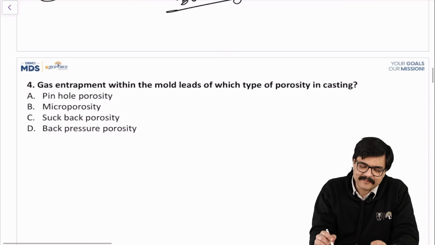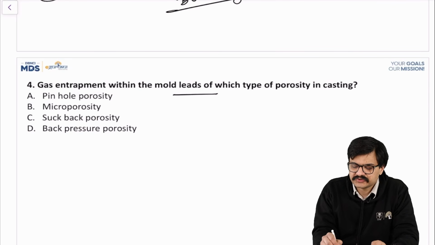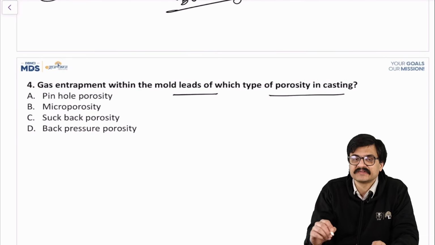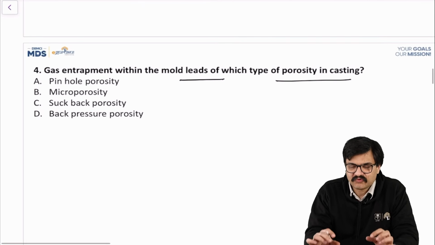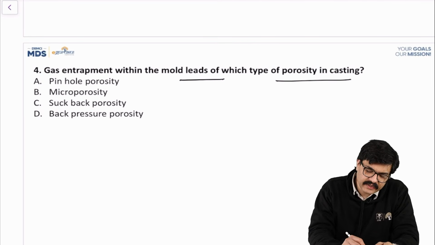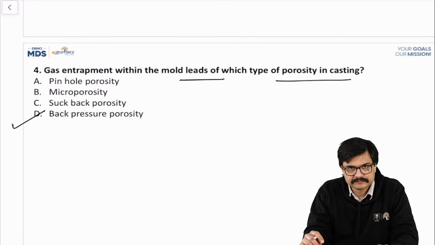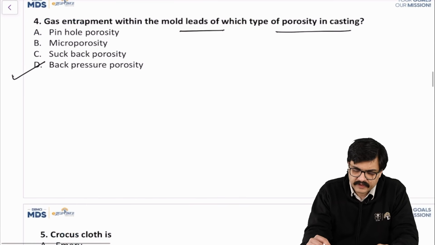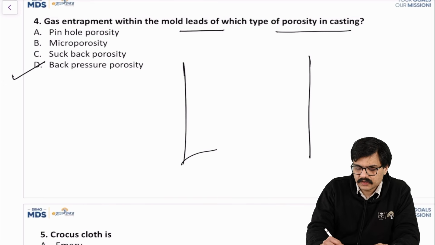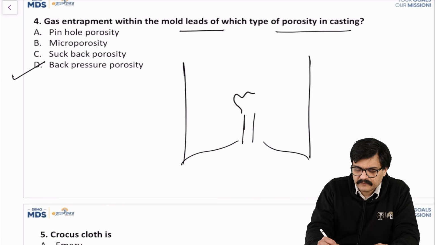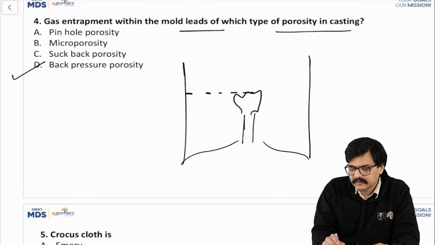Next, gas entrapment within a mold leads to which type of porosity in the casting? Okay, so here gas entrapment within the mold. This would lead to back pressure porosity. Okay, so let's look at what exactly is happening. This is your investment mold, right? That's your crucible former base, that's your sprue, that's your wax pattern, okay? And that's the end of the wax pattern, okay? And that's the end of the casting ring, right?